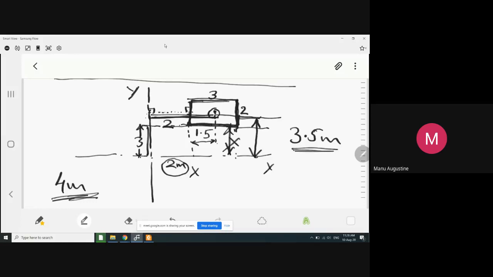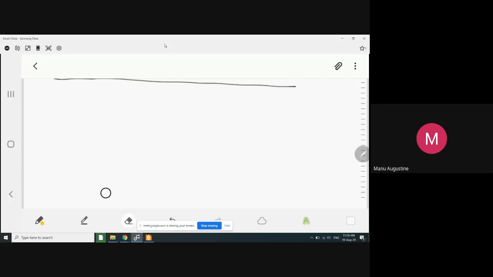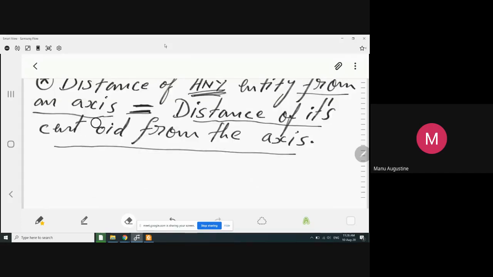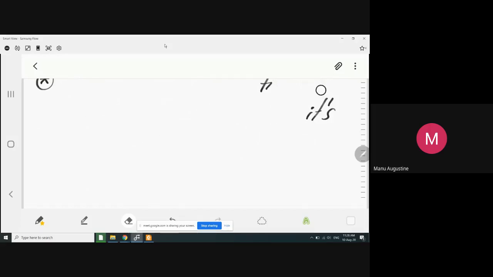Now I hope that this concept is clear: the distance measured for any quantity. So this concept not only goes for areas, this goes for lines, points, masses, areas, everything. Okay. So just in order to see how much you have understood, I again draw the x and y coordinates.